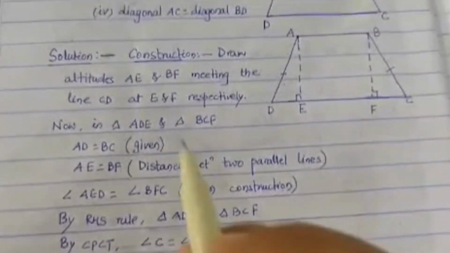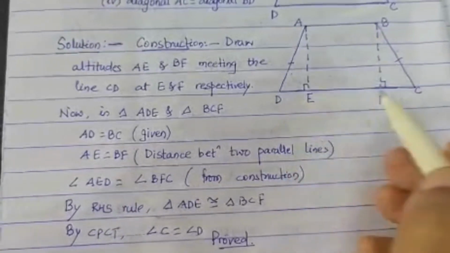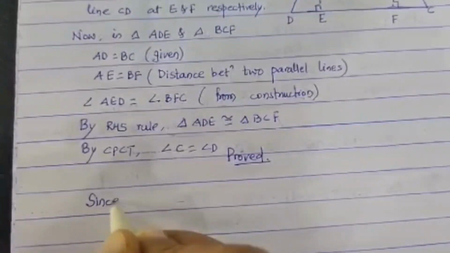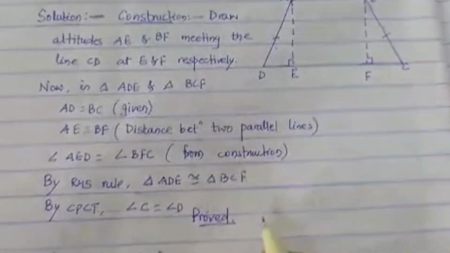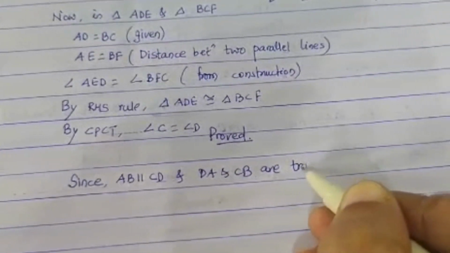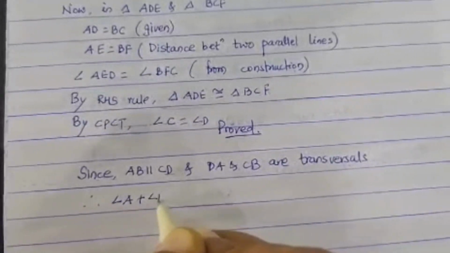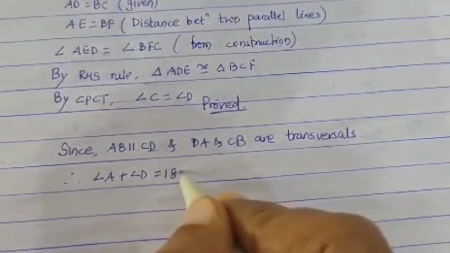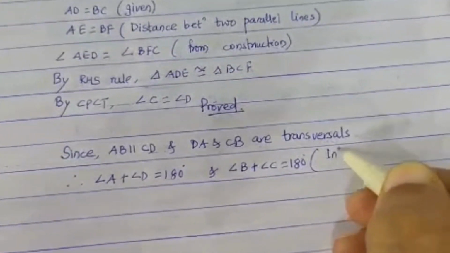Now let us prove the first part, that is angle A equals angle B. Since AB is parallel to CD and DA and CB are transversals, therefore angle A plus angle D equals 180 degrees and angle B plus angle C equals 180 degrees. These are interior angles on the same side of the transversal.